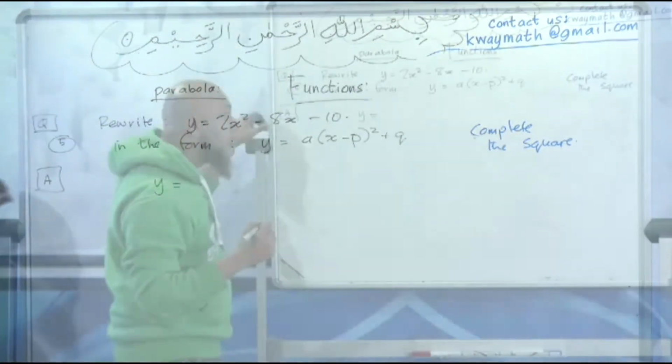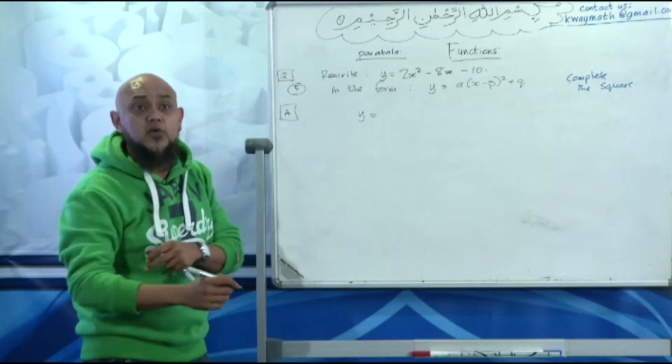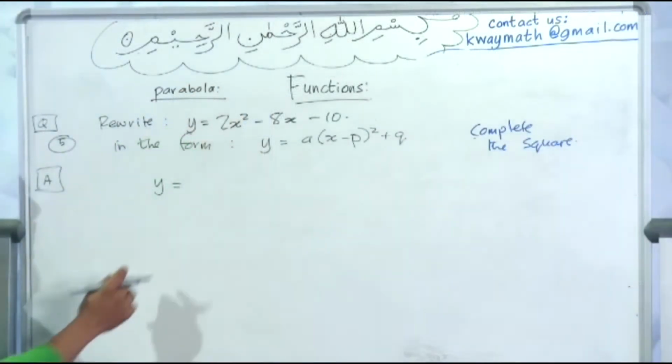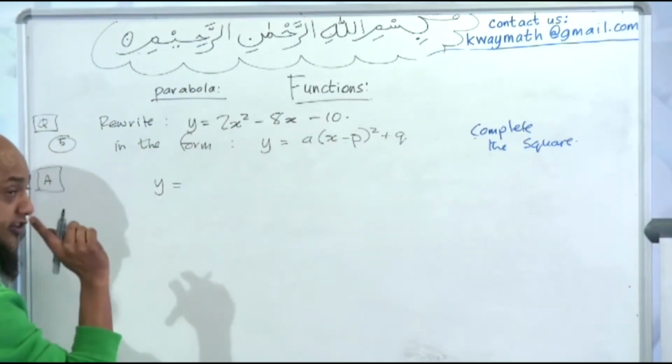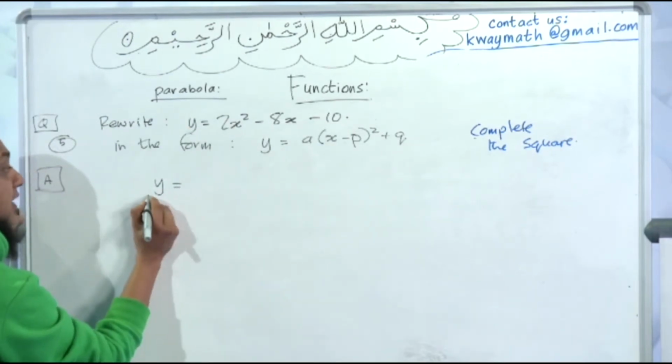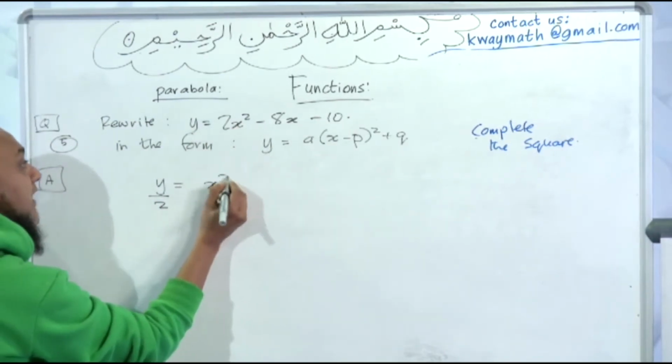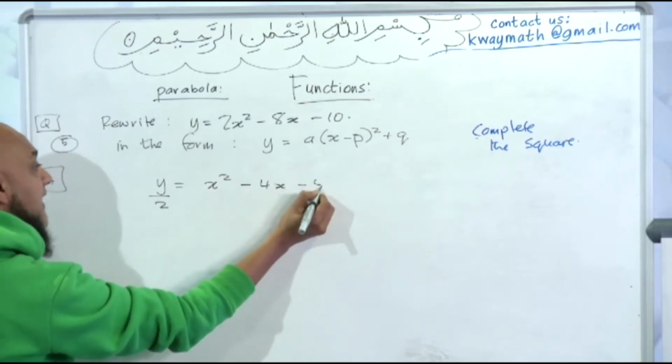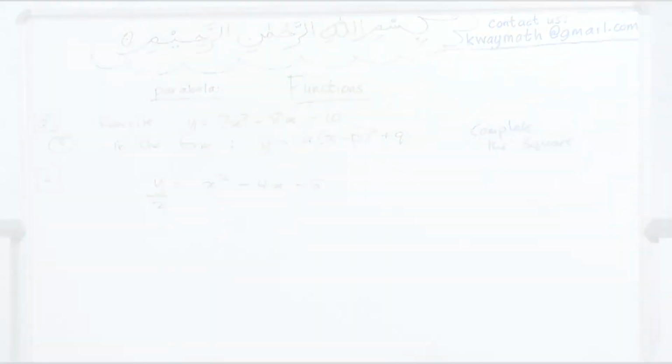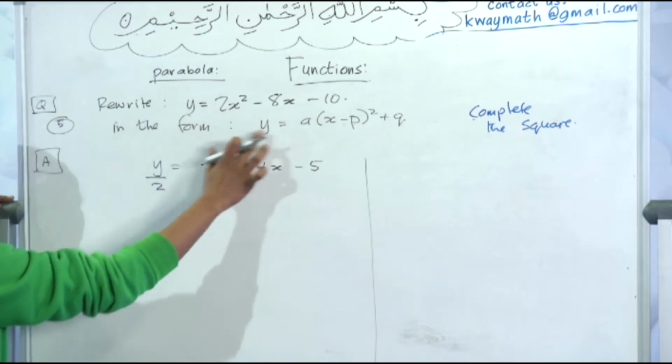Now there are two ways of doing it. Guys, there are two ways of doing it. The first way is to divide everything by 2. Watch what I'm going to do. Divide everything by 2. So I'm going to have y over 2 is equal to x squared minus 4x minus 5. I said you need to rewrite this into that form.